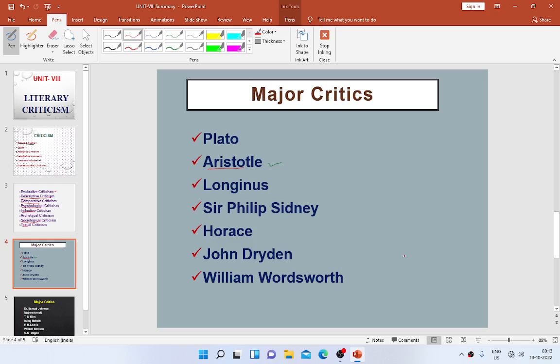This is the next writer, who is Longinus. Talking about Longinus, he is also called Pseudo-Longinus. He is believed to be the author of On the Sublime. He wrote the greatest work on the sublime. This work throws light upon certain examples of good and bad writing.